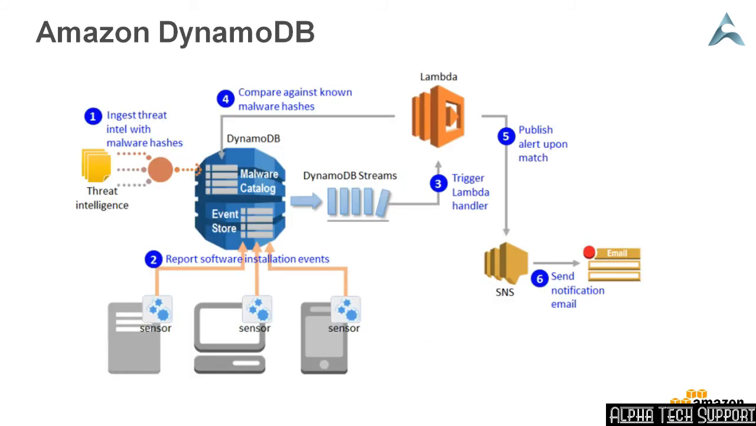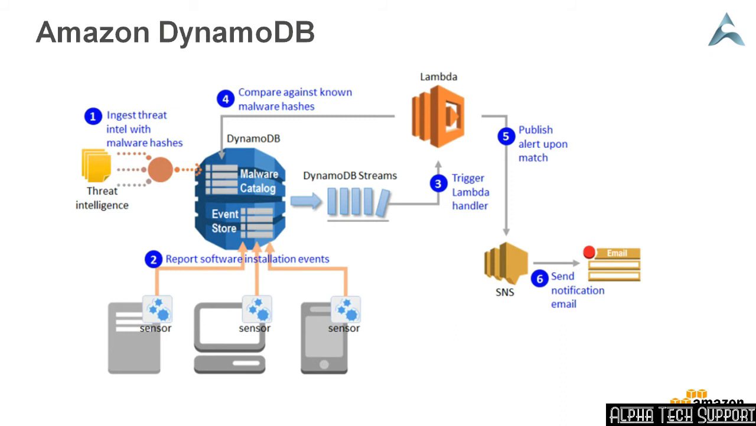For example, if you want to do some malware analysis, you can implement a solution like this using multiple Amazon services like DynamoDB and AWS Lambda. So how does it work? In your DynamoDB, you have two large data sets stored, the malware catalog and the event store, where you store the details of malwares and events.